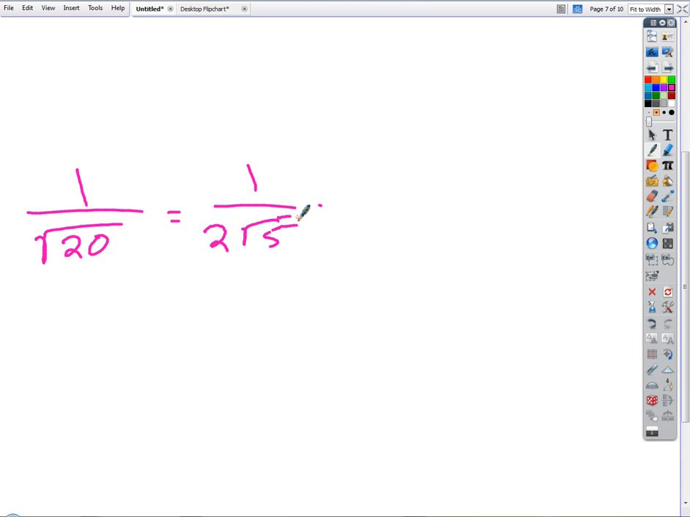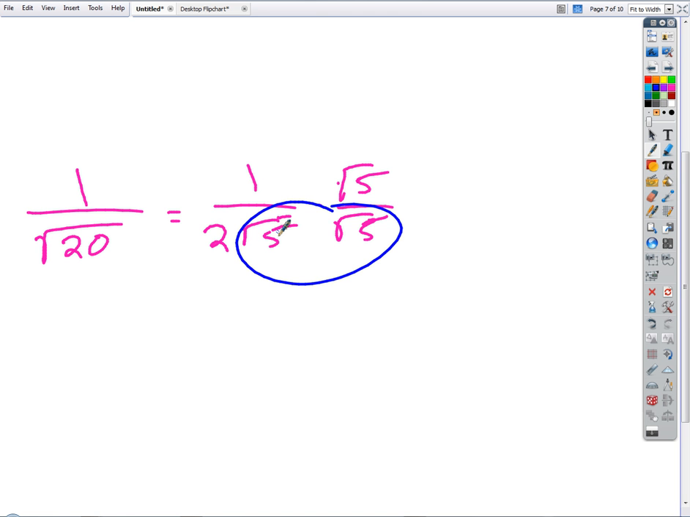Square root of 5. That's it. You multiply the top and the bottom by the stranded radical. That's exactly it. And if we do that, what is the square root of 5 times itself? Nothing. That just undoes the radical. I just get 5, right?